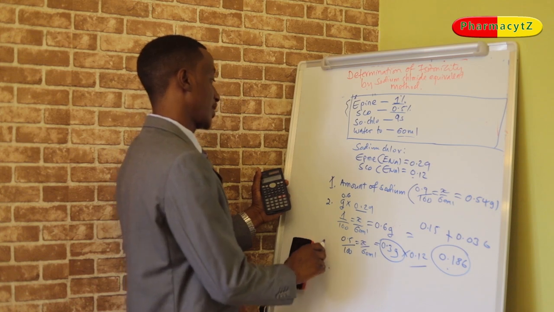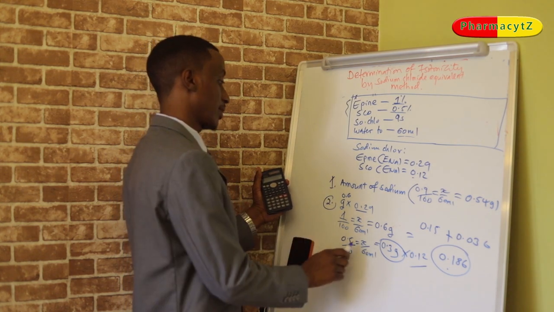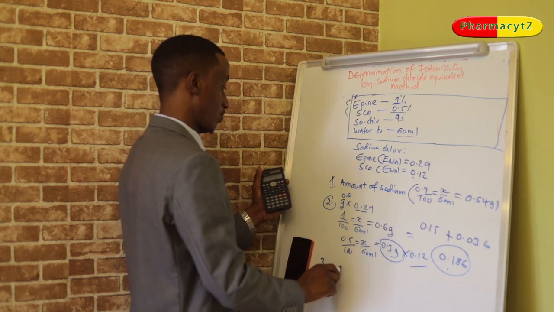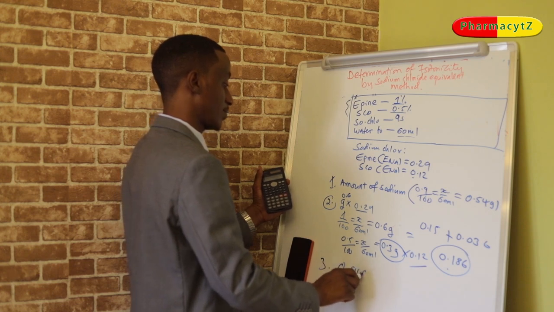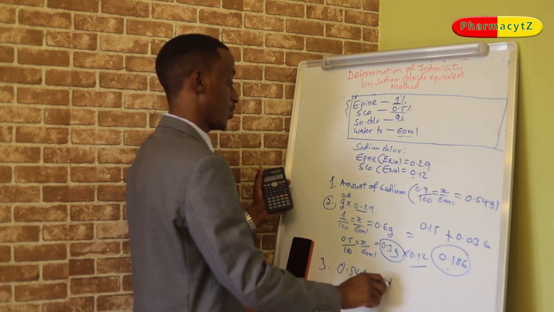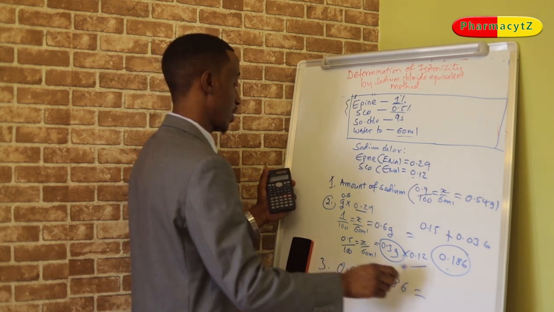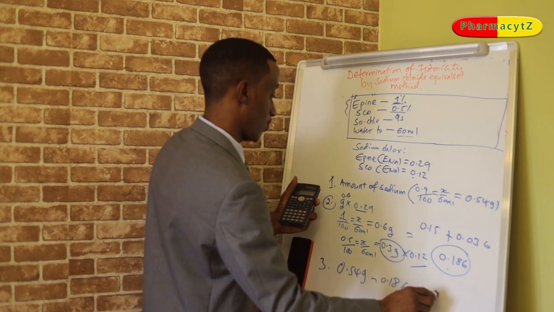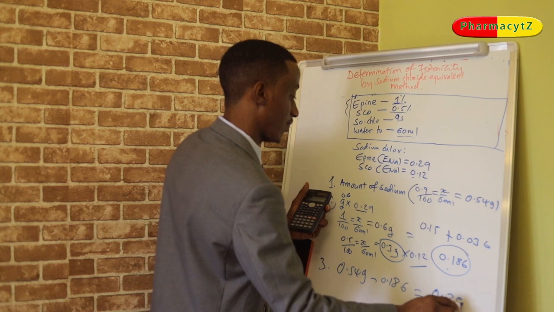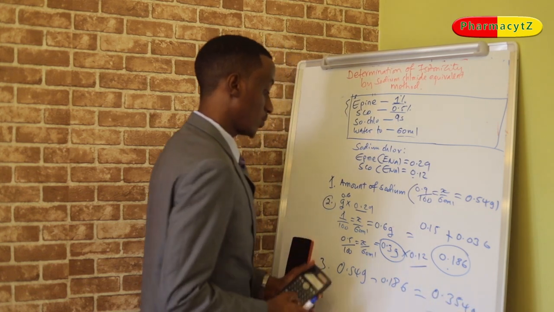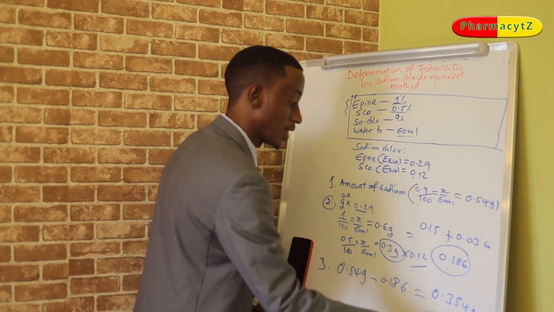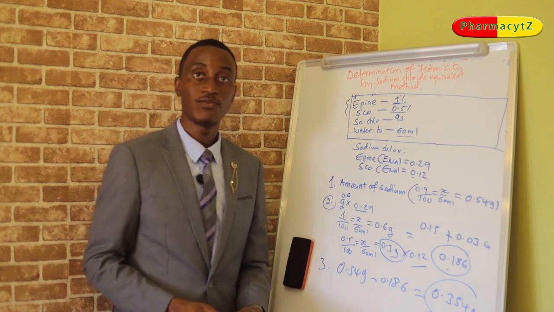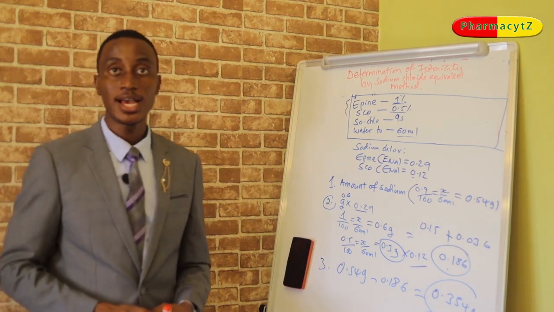Step number 3, subtract 2 from 1. Then that is 0.54 grams minus 0.186. Then you get 0.354 gram. So this is the amount of sodium chloride required to render the following solution isosmotic.